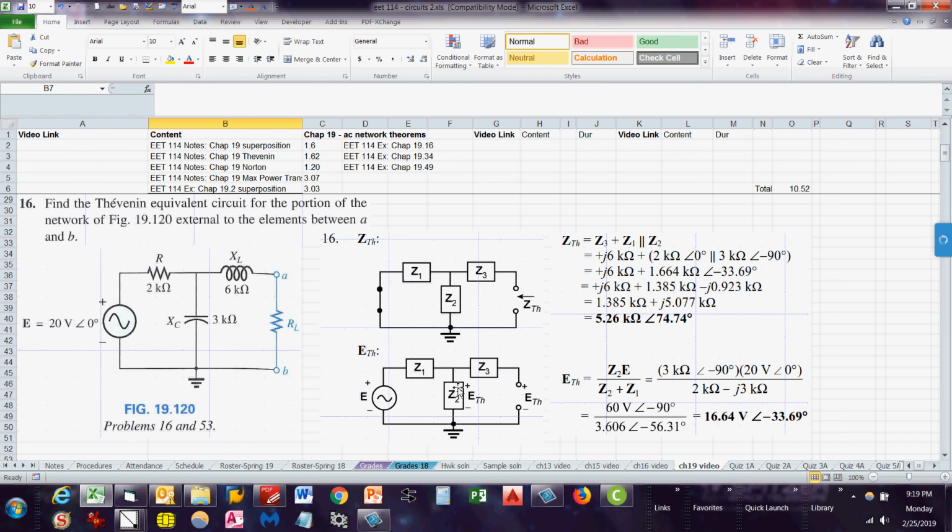You can use a voltage divider. So then the formula would be E times Z2 all over Z1 plus Z2. Again, you do the math here. I'm not going to go over it again, but use rectangular to add or subtract, polar to multiply or divide, and then you get this, and this is your answer.